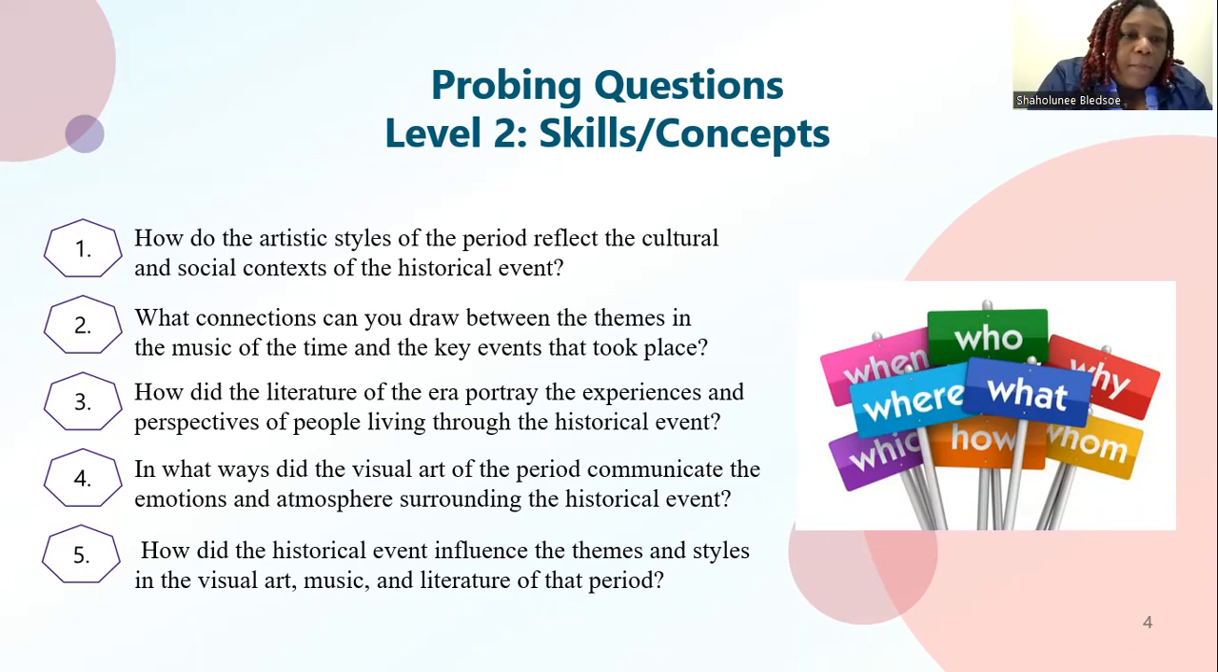So, for example, number 4, in what ways did the visual art of the period communicate the emotions and atmosphere surrounding the historical event? This question may not be directly in the text, but it's not too far from the text. They have to do a little thinking, just a little bit, to put their answer together.